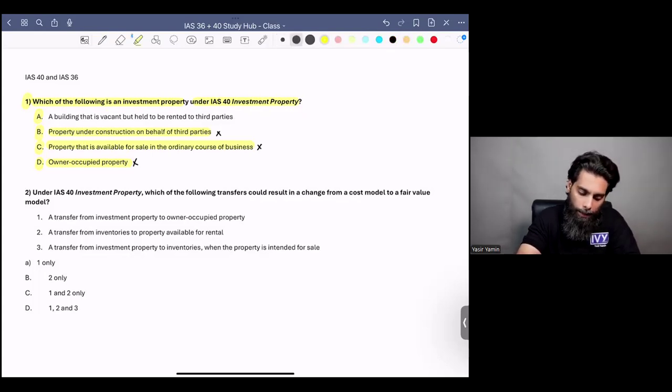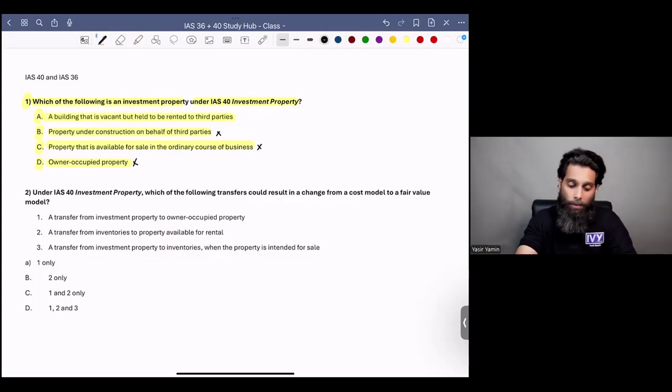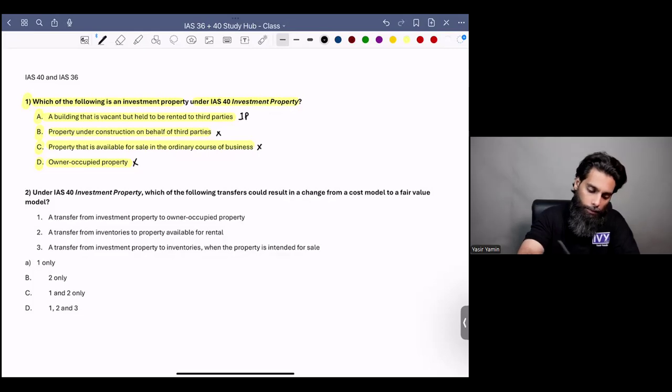Then a building that is vacant but held to be rented to third parties. Yes. A building which is vacant and held to be rented to third parties. Any property which is held for the purpose of capital appreciation or rental purpose, it is supposed to be your investment property. Done.